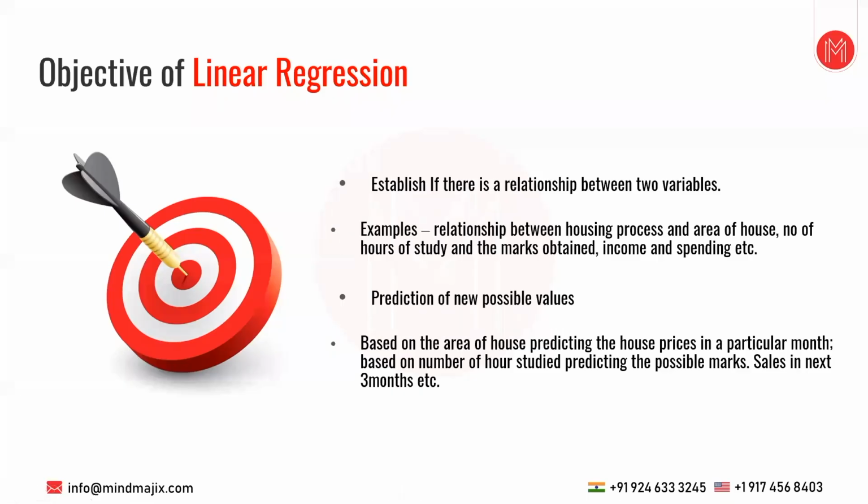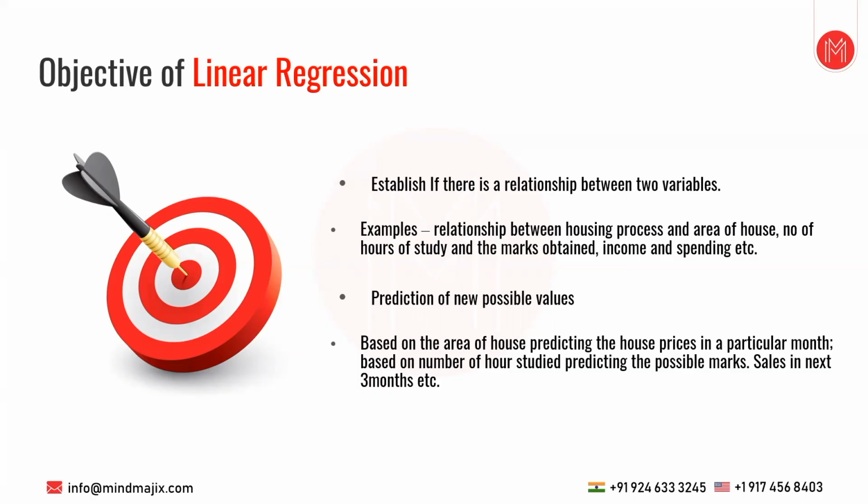Let's talk about the objectives of linear regression. The first is to establish whether there is a relationship between two variables, an independent variable and a dependent variable. For example, the relationship between housing prices and area of house, number of hours of study and marks obtained, income and spending, etc. The second is prediction of new possible values, such as predicting the house price based on the area of the house, predicting the possible marks based on number of hours studied, and predicting sales in the next 3 months.